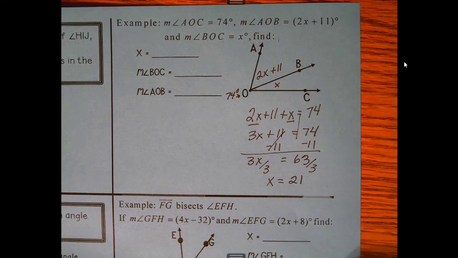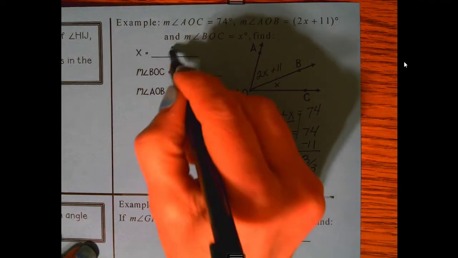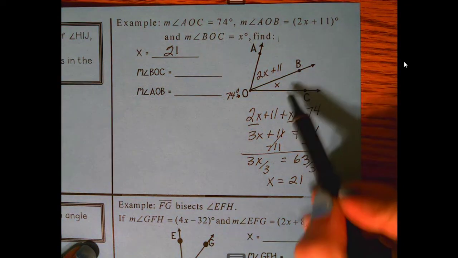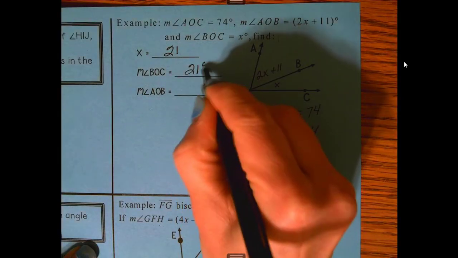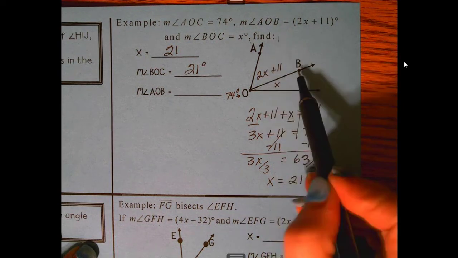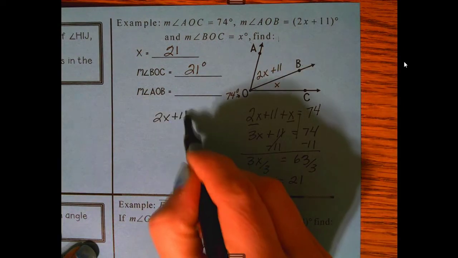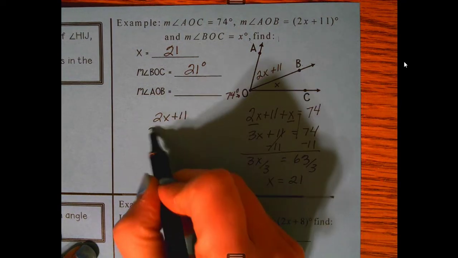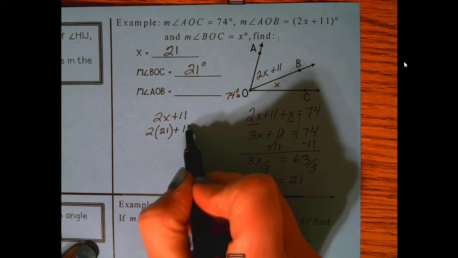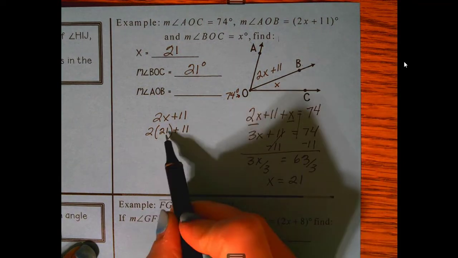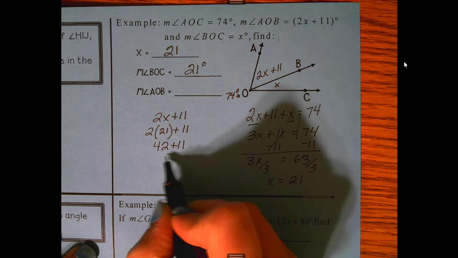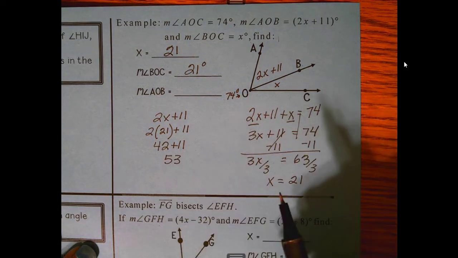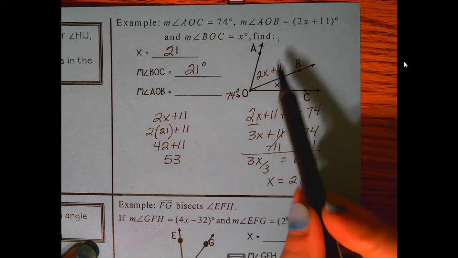Now that's just for the value of x. We still do not know what the degrees are equal to. We'll get to that here in just a second. All right, let me put 21 up here. That's x. Now we know that BOC is just x. Oh, okay, so BOC is actually going to be 21 degrees. AOB, because it's 2x plus 11, that's an expression, I will need to substitute in 21 for x. And then it's an order of operations problem. 2 times 21 is 42 plus 11. So then I know 42 plus 11 is going to give me 53. That will be the measure of AOB.